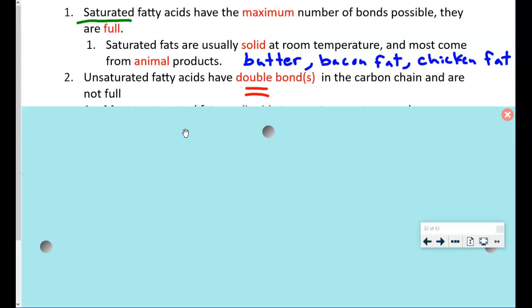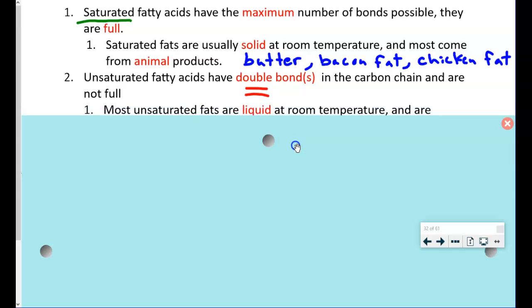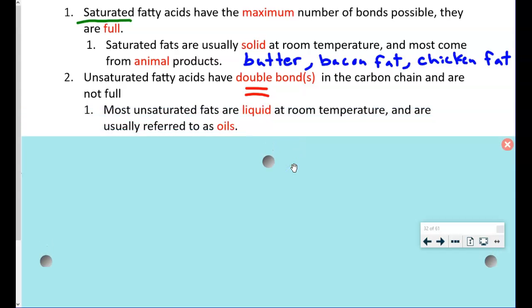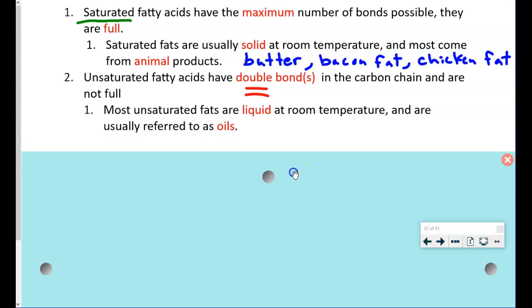Now, unsaturated fats, on the other hand, had what we call the double bond. It looks like an equal sign. And they are not full of hydrogens. These guys are usually liquid at room temperature. That double bond gives us a place where we're a little bit floppy and wiggly. And that lets us be more of a liquid shape. And these are usually going to be oils. So sunflower oil, olive oil, soybean oil, corn oil, all of those guys are liquid at room temperature.